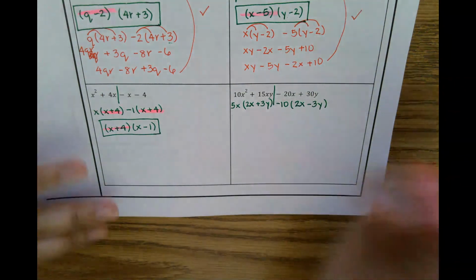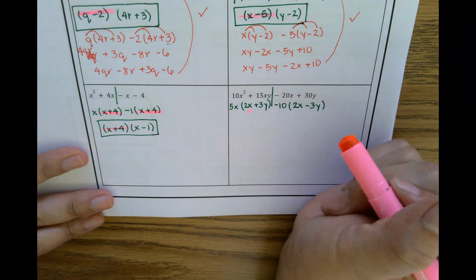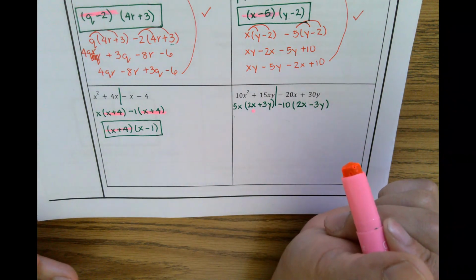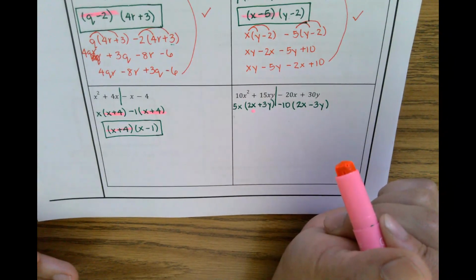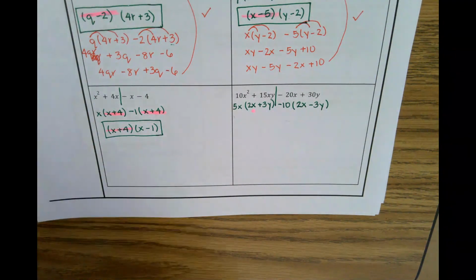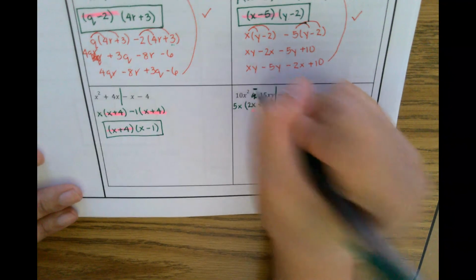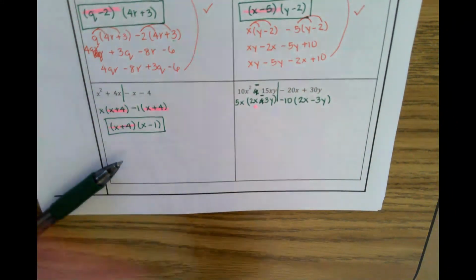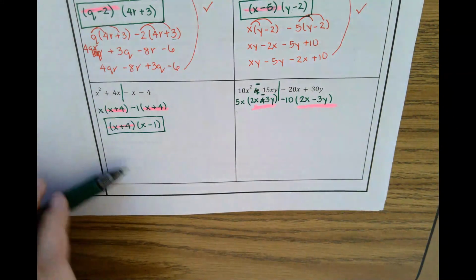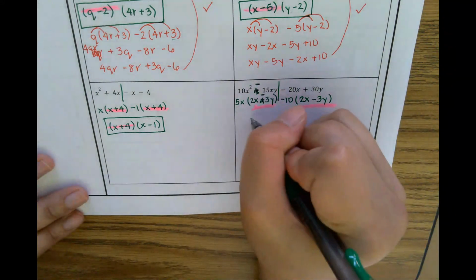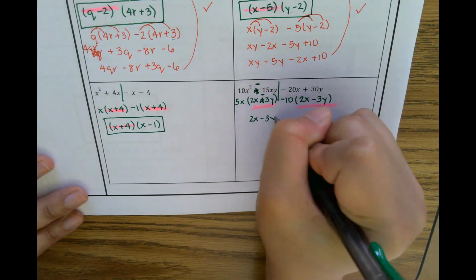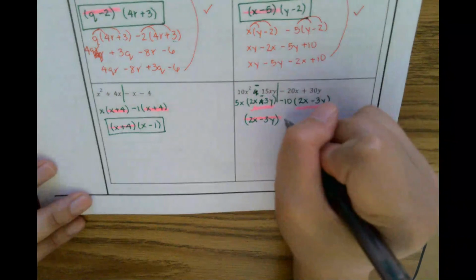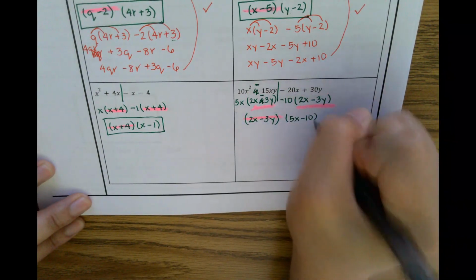What you should notice is that these are... Oh, I still left the typo in here. There's a typo, sorry. This should be a negative 15xy. I thought I fixed it. I guess not. My bad. Now we should notice that they're the same. And so this is going to be 2x minus 3y, and then 5x minus 10.